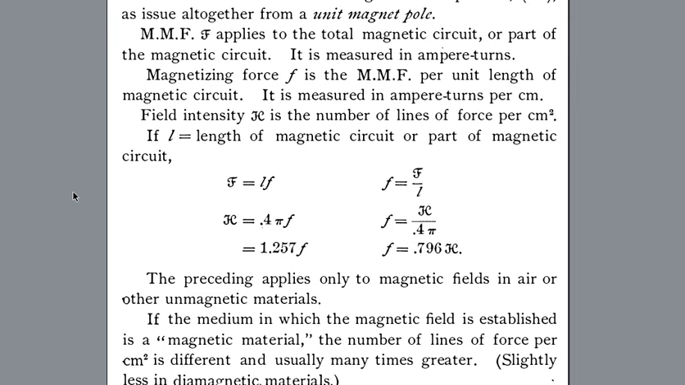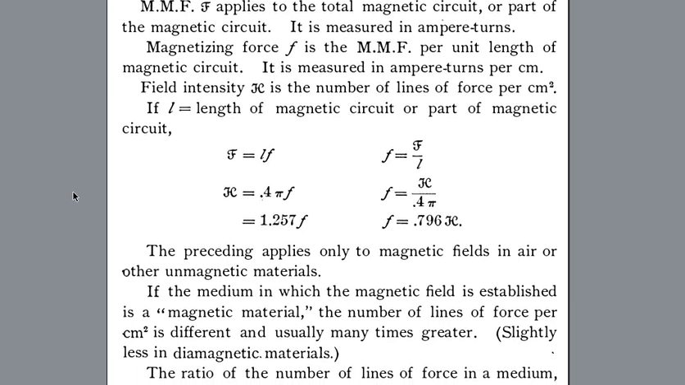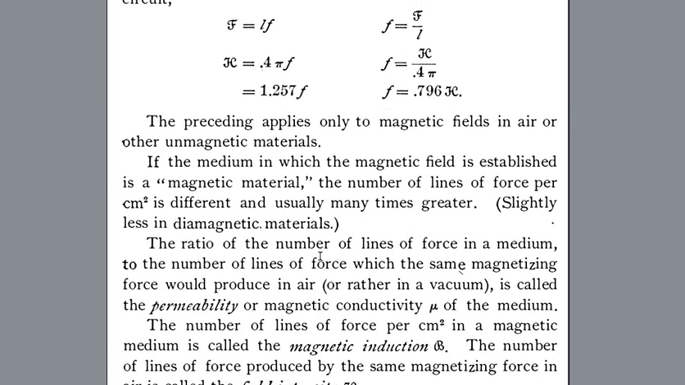If L represents the length of the magnetic circuit or part of the magnetic circuit, large F equals L times small f, and rearranging, small f equals large F divided by L. From this follows that H equals 0.4 times pi times small f, which equals approximately 1.257 times small f. Transposing, the magnetizing force is small f equals H divided by 0.4 times pi, which equals approximately 0.796 times H. The preceding applies only to magnetic fields in air or other non-magnetic materials.